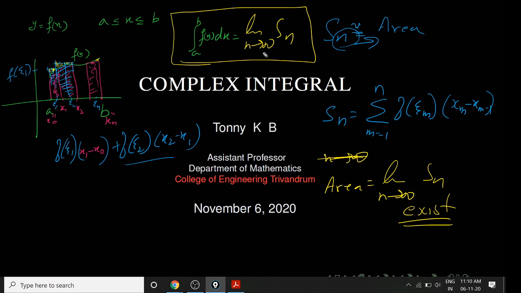Okay, analogous to this, we are going to define complex line integrals in analogy to this real integral.